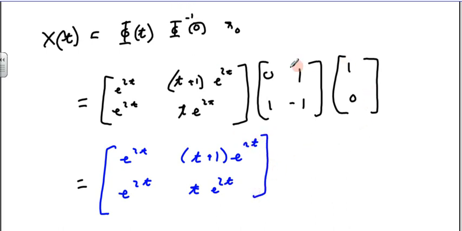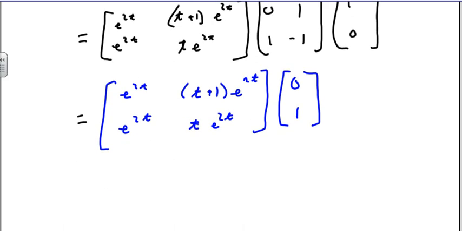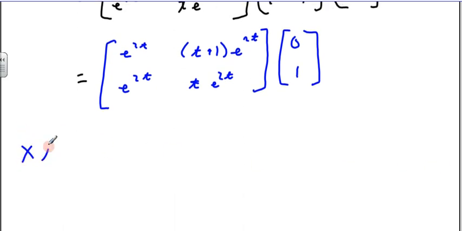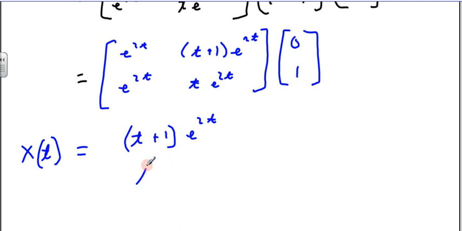Okay, now, first row, first column is a 0. Second row, first column is a 1. So x of t is going to be first row, first column, t plus 1 e to the 2t. Second row, first column, t e to the 2t.